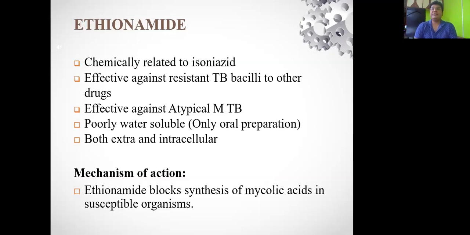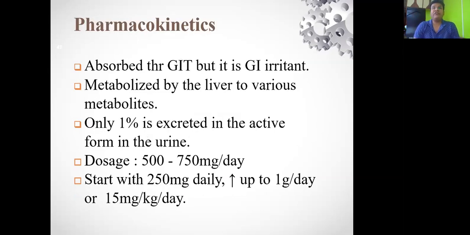It is also effective against atypical Mycobacterium infection. This drug is poorly water soluble, and it is used as an oral preparation. It has another property: it acts on both extracellular and intracellular microorganisms. Looking at the pharmacokinetic profile of ethionamide, this drug is similar to isonicotinic acid hydrazide. It is very well absorbed from the GIT, but the major side effect is that it is a high gastrointestinal irritant, with extensive GI irritability.